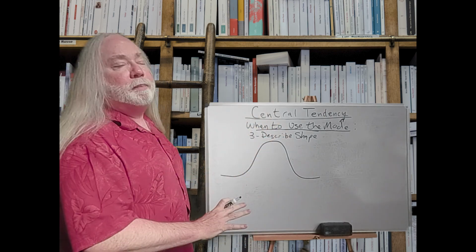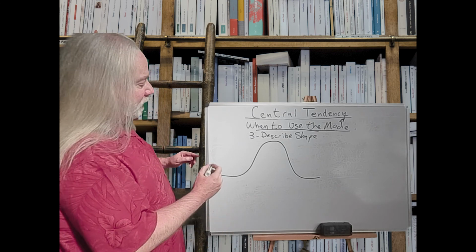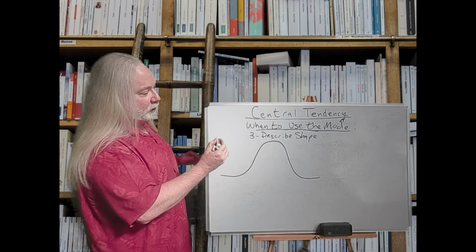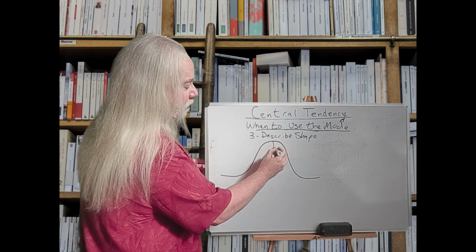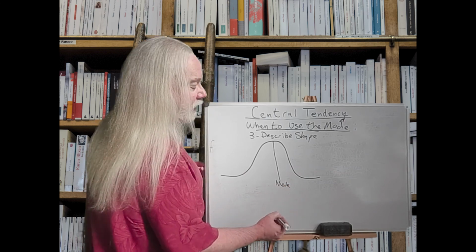If this is the shape, let's think about it. Where would the mode be? Well, remember, there's basically a frequency axis that would be described over here. So the most frequently occurring score is always going to be right on the peak there. That's where the mode would end up.